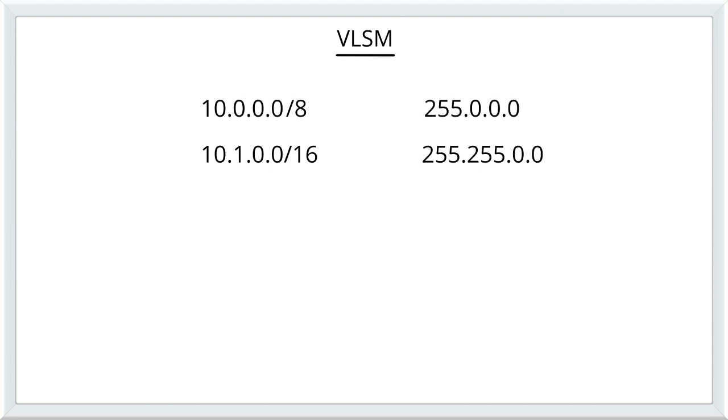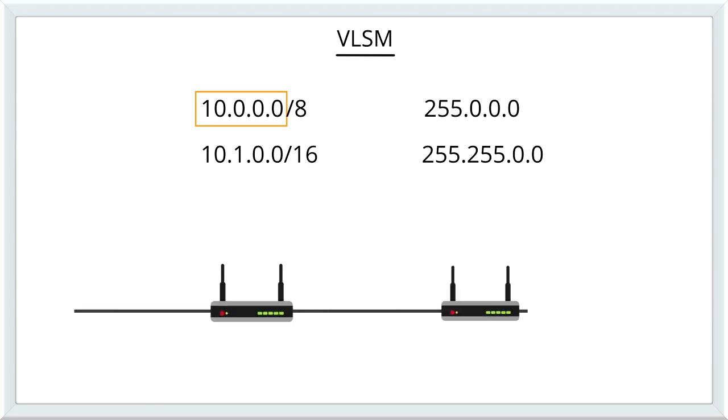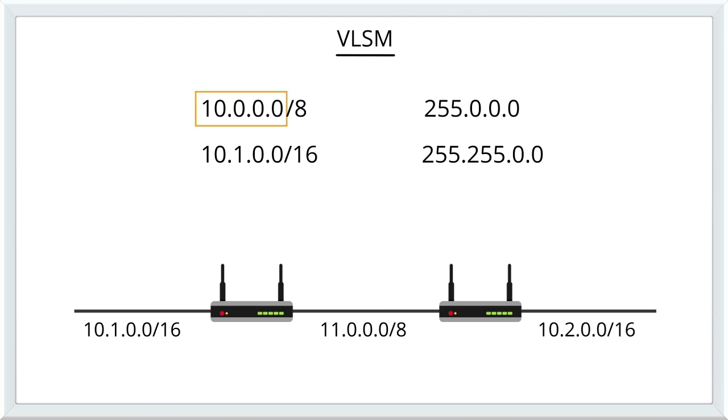Early routing protocols relied on the default subnet mask when sending routing information. When a router would advertise a network, receiving routers would assume that the default subnet mask was being used. This caused a lot of problems.